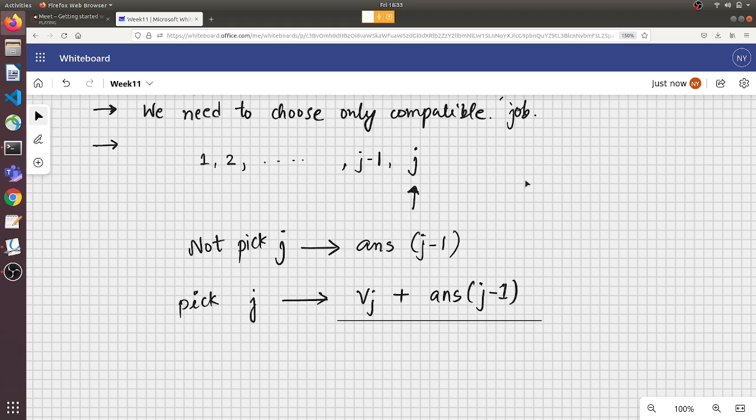Although you are not clear about how to find the remaining set of compatible jobs, and I think you need to work that out. You are trying to say that here it will be the set of compatible jobs in 1 to j minus 1. You have chosen j, now you are left with jobs 1 to j minus 1. In that you find the set of compatible jobs, and the answer for that will be here instead of j minus 1.